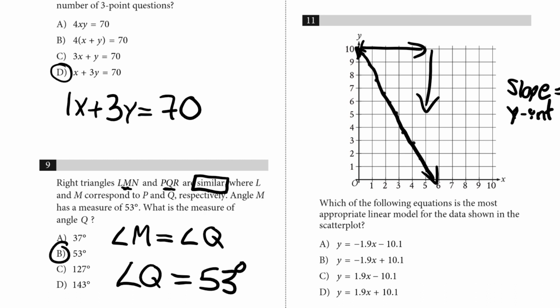The y-intercept, where we cross the y-axis, is somewhere up here between 9 and 10, or a little bit above 10. So that means that our y-intercept has to be positive. So with a negative slope and a positive y-intercept, we will be able to figure out what our answer is. It should be y equals some negative number times x plus a positive number. And if you look at the answer choices, B is the only one that fits that.